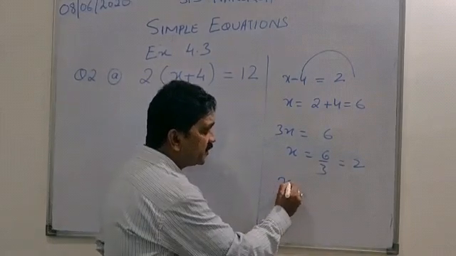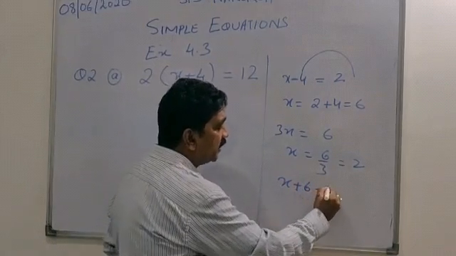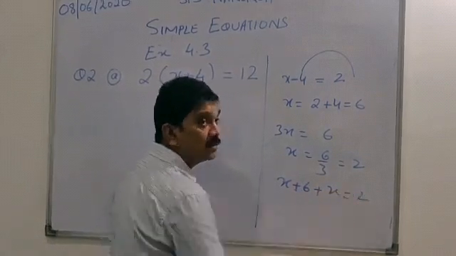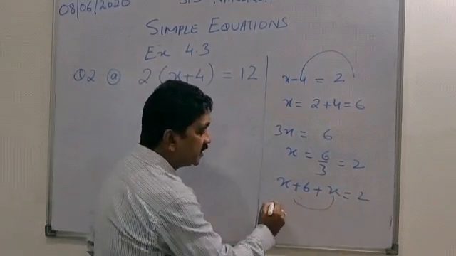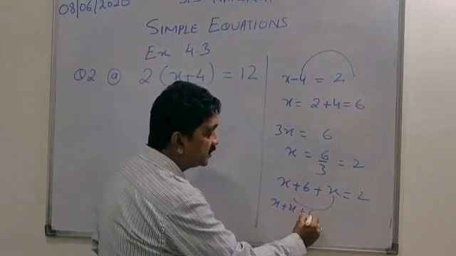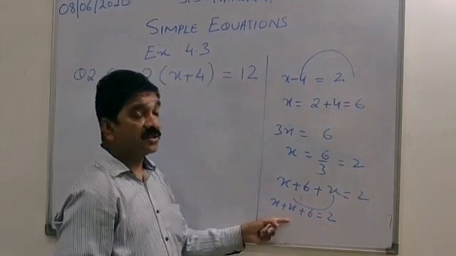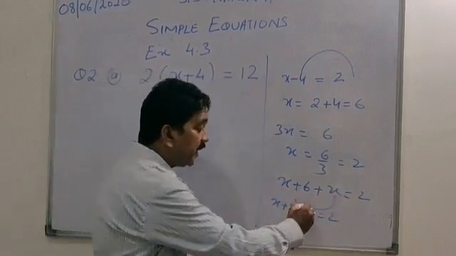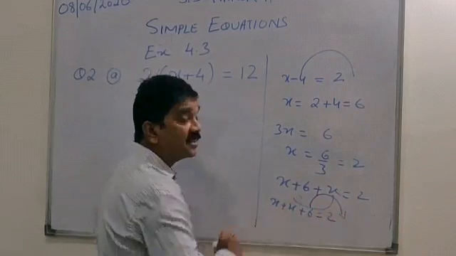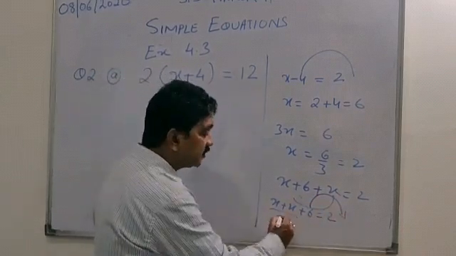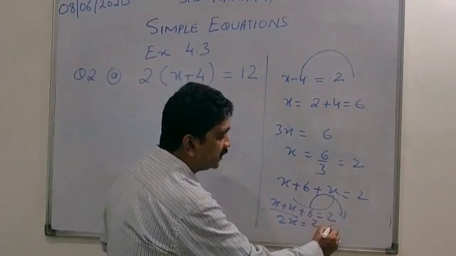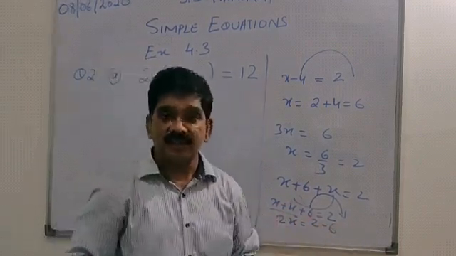But suppose a number is like this: x plus 6 plus x is equal to 2. Now if I bring this x here, x plus 6 equal to 2. Here the sign will not change. Remember my dear students, here the sign will not change. But if I have to take this 6 to this side, then the sign will change. In that case, this will become 2x is equal to 2 minus 6. Here the sign will change.